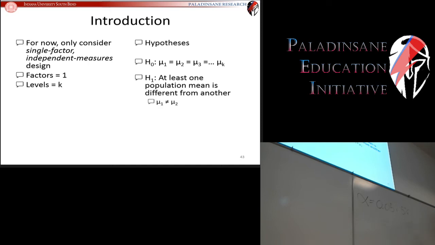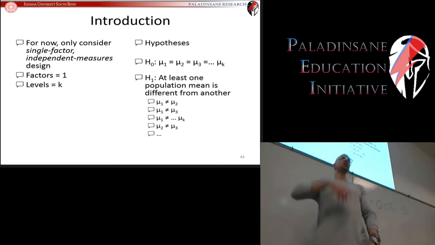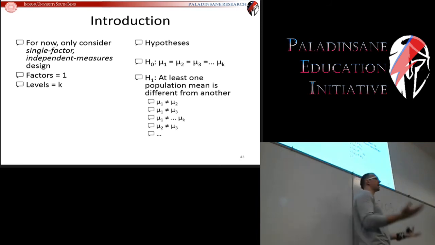So if we wanted to write it out mathematically, we would have to say the mean of population 1 does not equal the mean of population 2. And/or the mean of population 1 does not equal the mean of population 3. And/or the mean of population 1 does not equal the mean of population 4. And/or the mean of population 1 does not equal the mean of population all the way up to your final population. And then you start it all over again. And/or the mean of population 2 does not equal the mean of population 3. And/or, and you just keep going. And you can see that it can get out of hand.